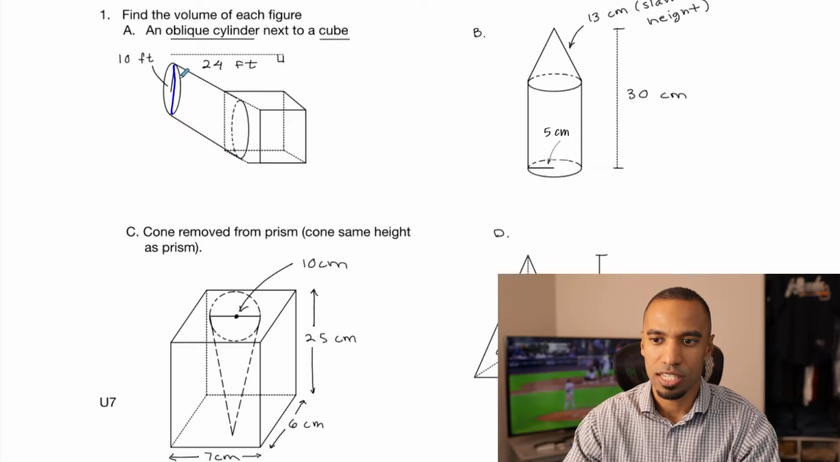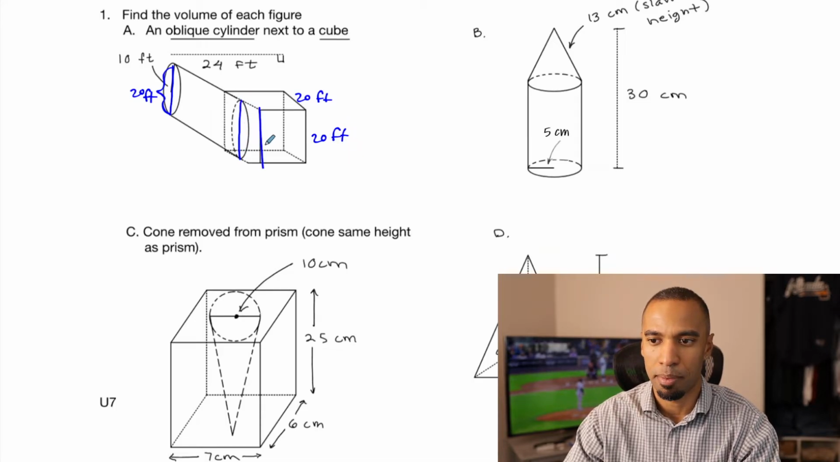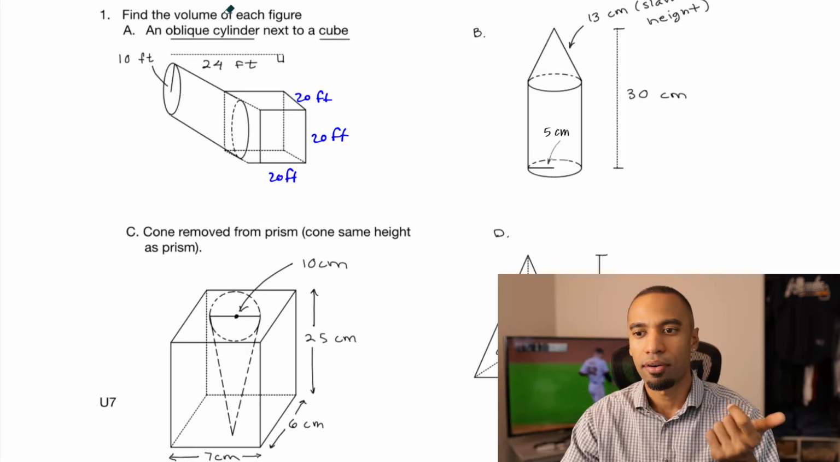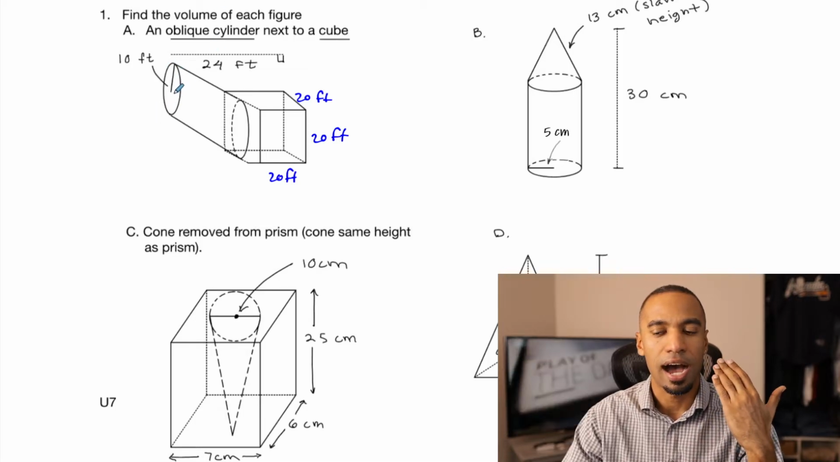So if this is 10 as a radius, then the entire diameter here is 20 feet. That means that this cube is 20 feet here and 20 feet all the way around. Everything here on the cube is 20 feet, just because this distance is 20, and that's going to mimic that, and then everything in a cube is the same. So 20 by 20 by 20 when it comes to the cube, that'll help us for its volume.